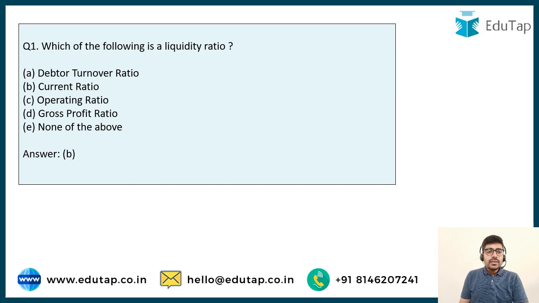So now we can easily answer that out of the following, only current ratio is the liquidity ratio. So the answer is going to be option number B.